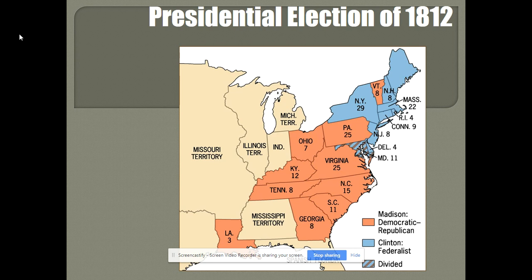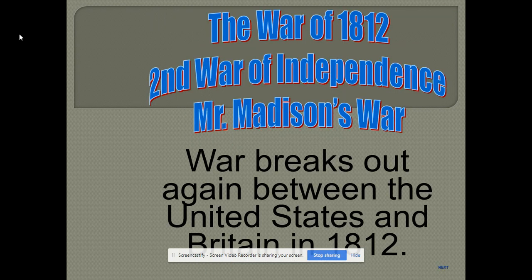And so you look at the states that are in favor of Madison, and they are a lot of Western states at that time, heavily farming states, with the exception of Vermont. Maryland's kind of divided, but the Federalist candidate basically wins New England, and that's about it. And it won't be long. Eight years later, the Federalists are going to be done.